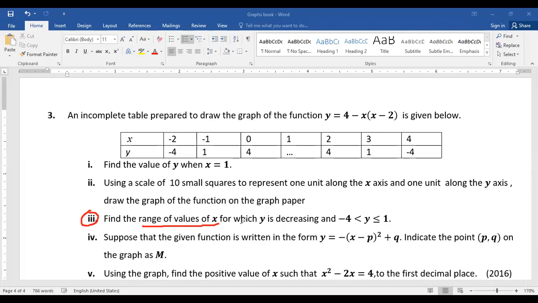So for which y, means our graph is decreasing within this range, -4 to 1, right? So y is between -4 and 1. It is decreasing, right? So y from -4 to 1 decreasing. So we want the x range, right? So let's go to the graph.